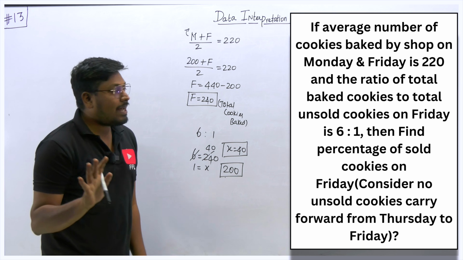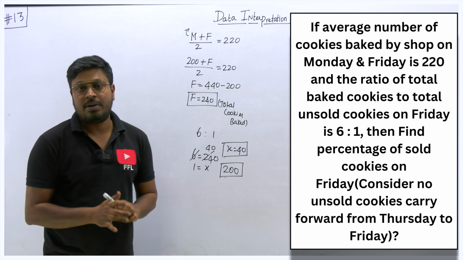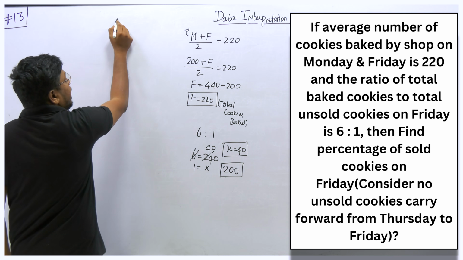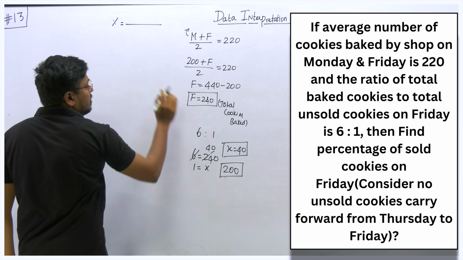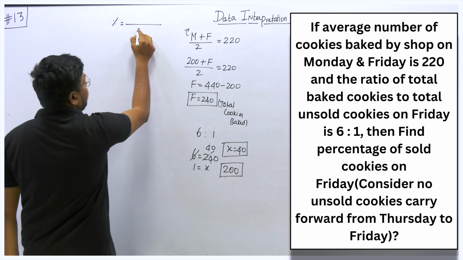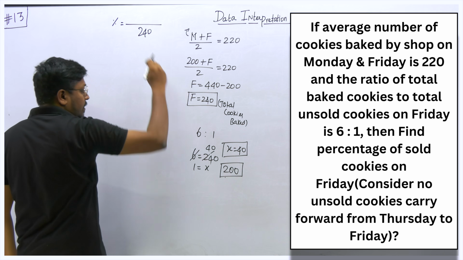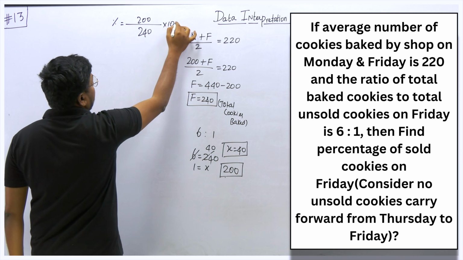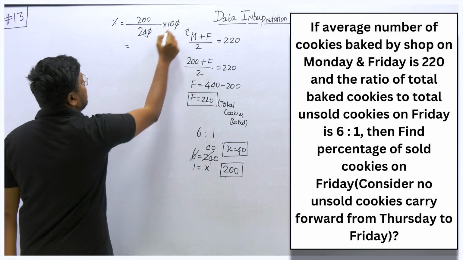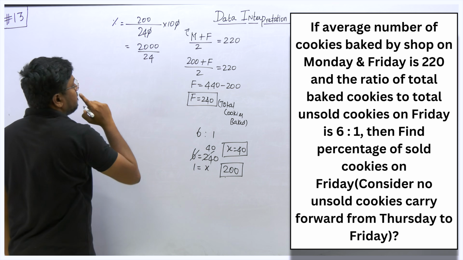So now what is our target? Our target is to find the percentage of sold cookies on Friday. So we need to find the sold cookies divided by the total cookies on Friday. Total cookies on Friday is 240. Out of this 240, the total cookies sold is 200, into 100. So we can cancel the 0s here. So 2000 divided by 24.